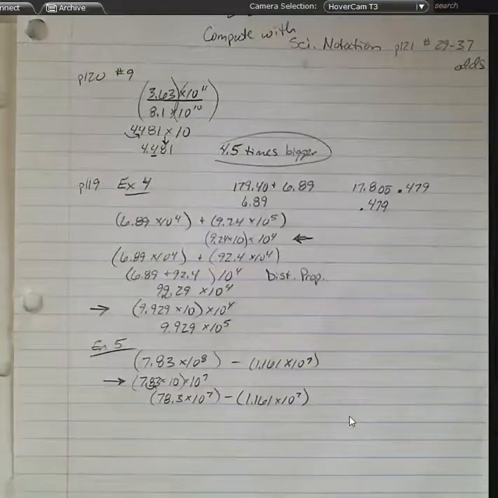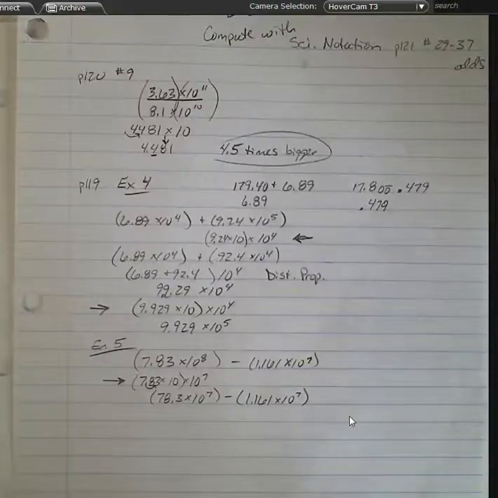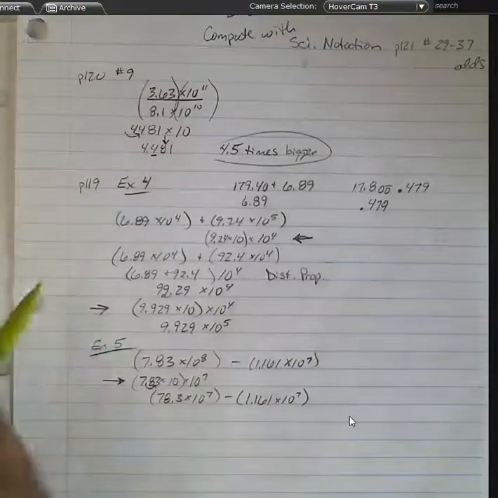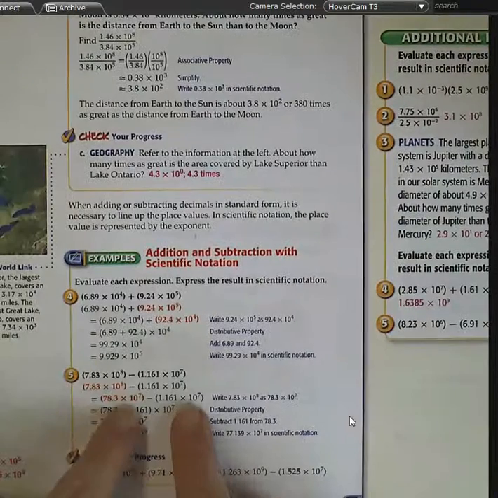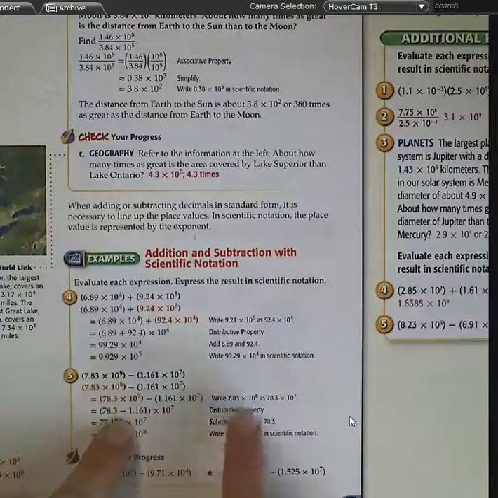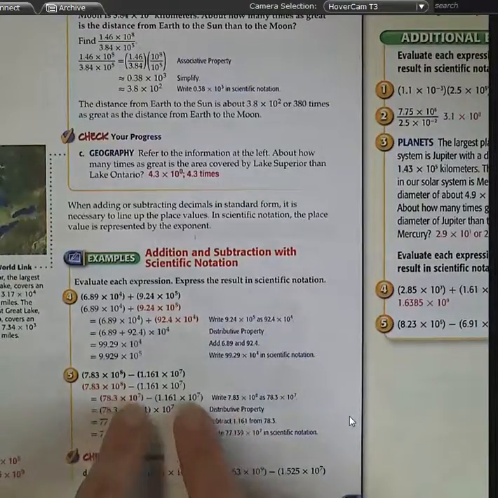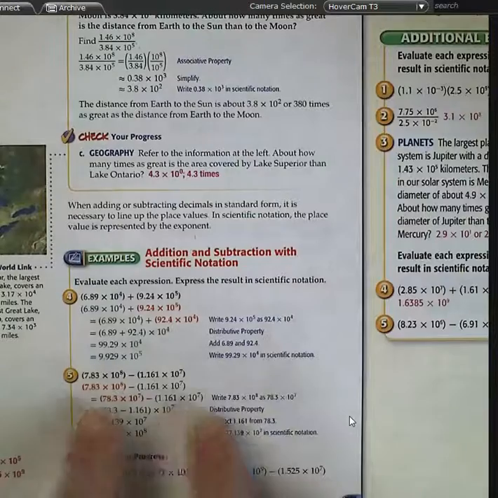What questions do you have? What do I do next? Look at the example in the book. What do I do next? So our line looks just like their line now. What are you going to do? Ooh, what property are we going to use? We're going to pull that 10 to the 7th out, that factor out, because it's the same, so we can only deal with the numbers.